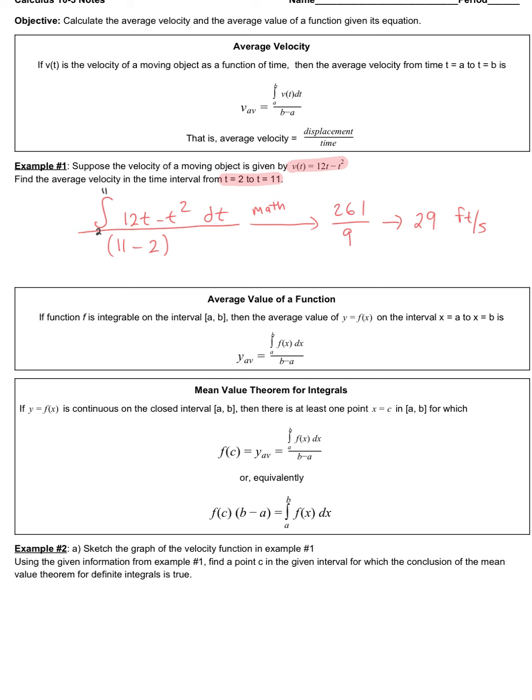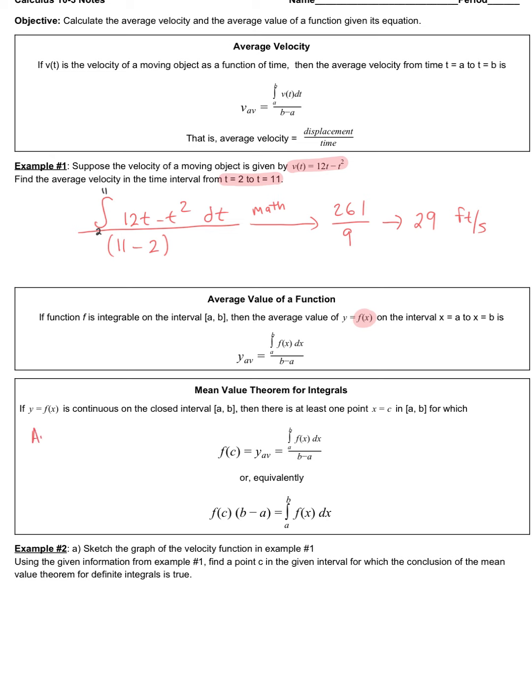That's the first example. Okay, now what's the difference between average velocity and average value? The only difference is the kind of function you're given. If you're given a velocity function, you find average velocity. If you're just given a regular function f of x, any old random function, then it's called average value. And they're the same. Here we're taking the antiderivative of the function that we're given and dividing it by our interval, the right endpoint minus the left.